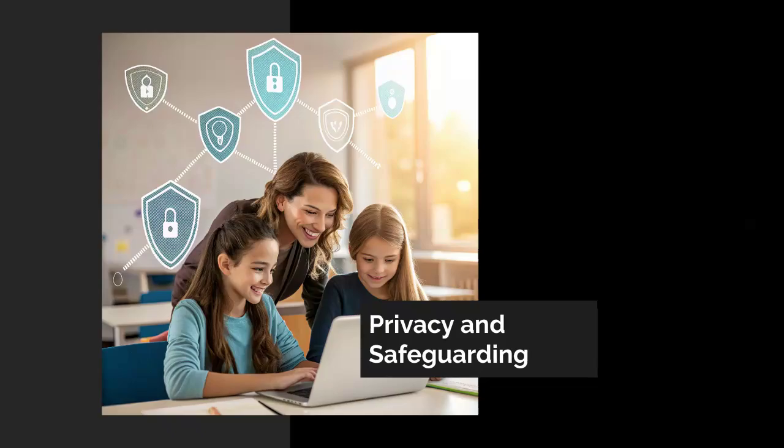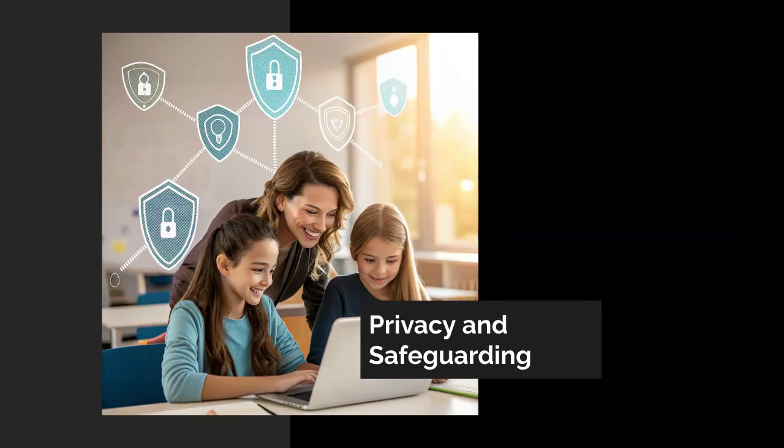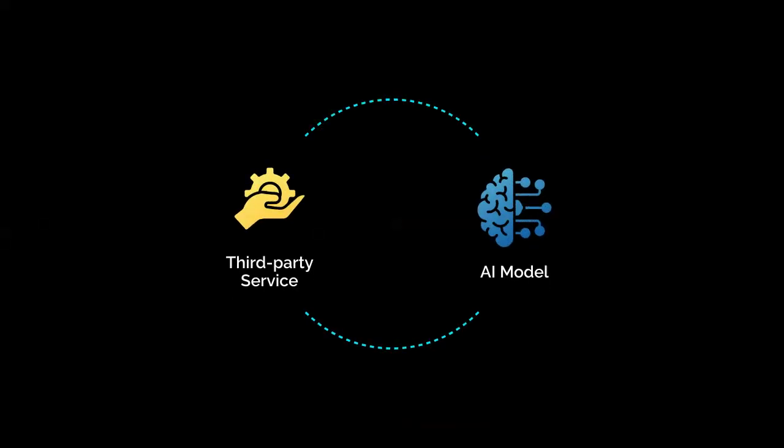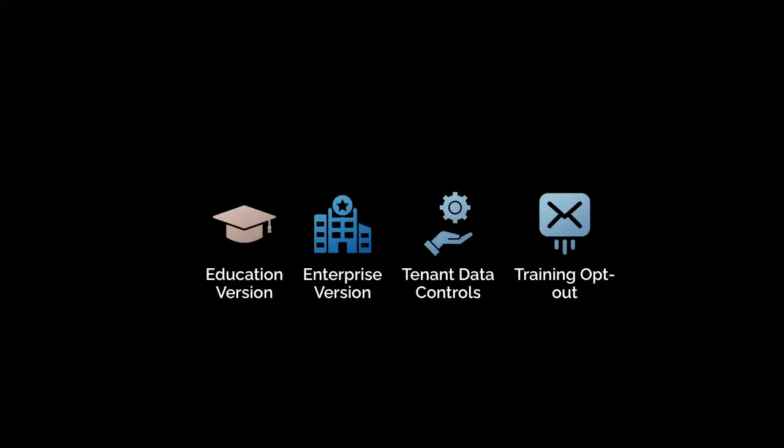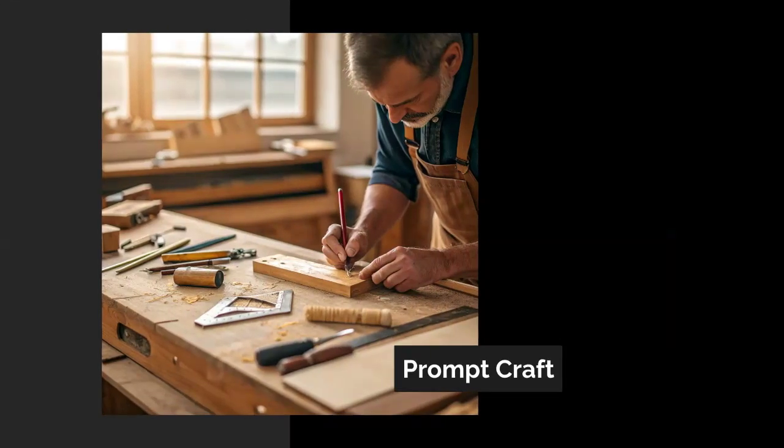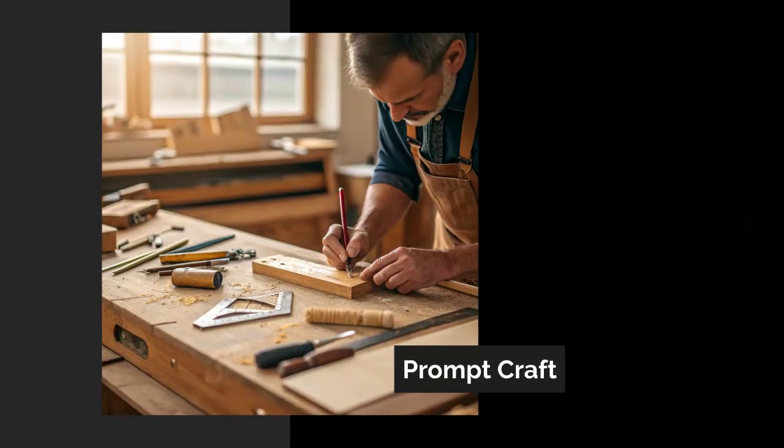Privacy and safeguarding are just as important as any other aspect of using AI in schools. Treat the AI model like any third-party service when it comes to data protection and privacy. Choose education or enterprise versions, keep data within your tenant, turn off training on your prompts, and supervise pupil use carefully. Getting better answers starts with something called prompt craft, writing clear instructions for the AI.